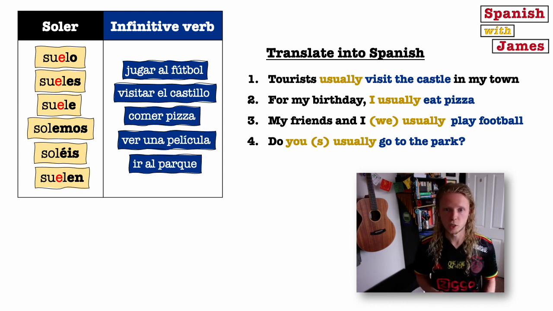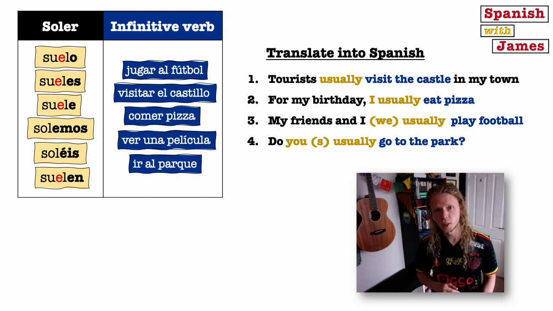Number 1, tourists usually visit the castle in my town. 2, for my birthday, I usually eat pizza. 3, my friends and I usually play football. And number 4, which is a question, do you usually go to the park?